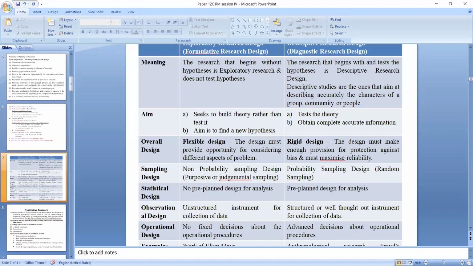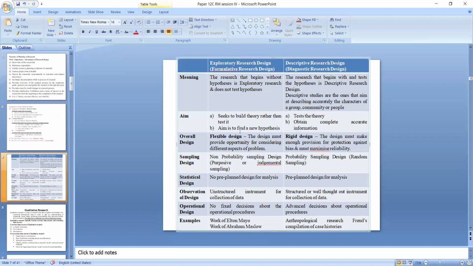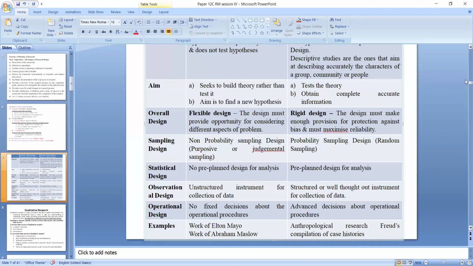This is a slide on, just adjust it. Check whether you can read.